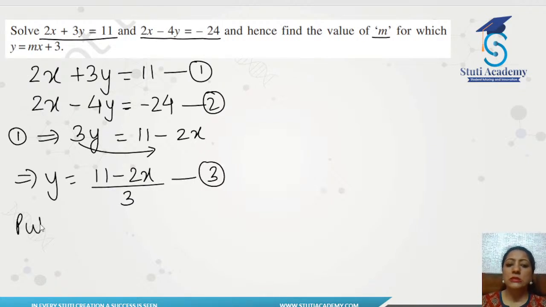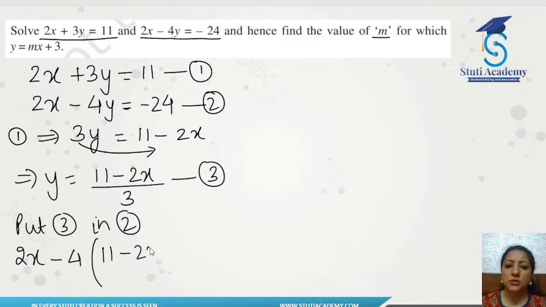Now we will put this value of y in the second one. We have got this value of y in terms of x from the first equation. We'll put this in the second one, in the other one. So we will get 2x minus 4 times of 11 minus 2x over 3 equal to minus 24.